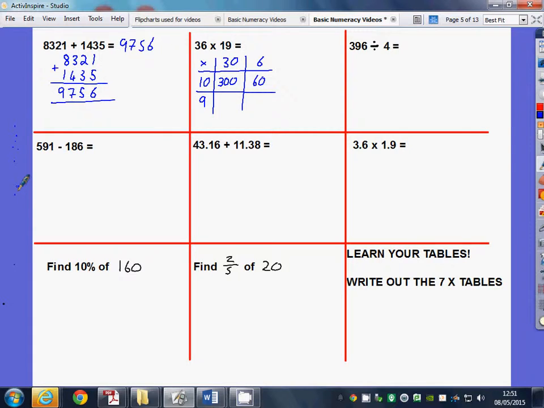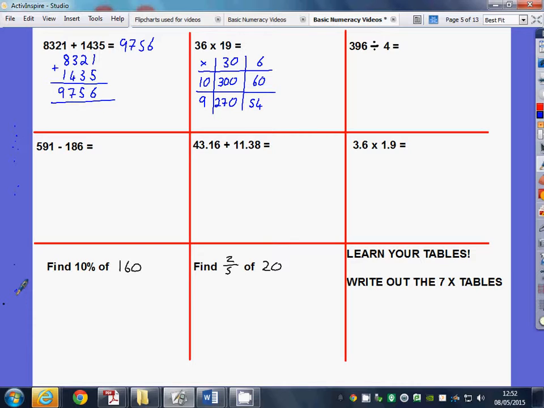9 times 30. Now there's a little bit of a trick we can use to help us here. If we know that 9 times 3 is 27, 9 times 30 must be 270. The last one, 9 times 6, which is 54. There are tricks you can use on your fingers to help you with the 9 times table. Do feel free to come and ask me, or send me a message on here if you'd like me to explain how that works to you.